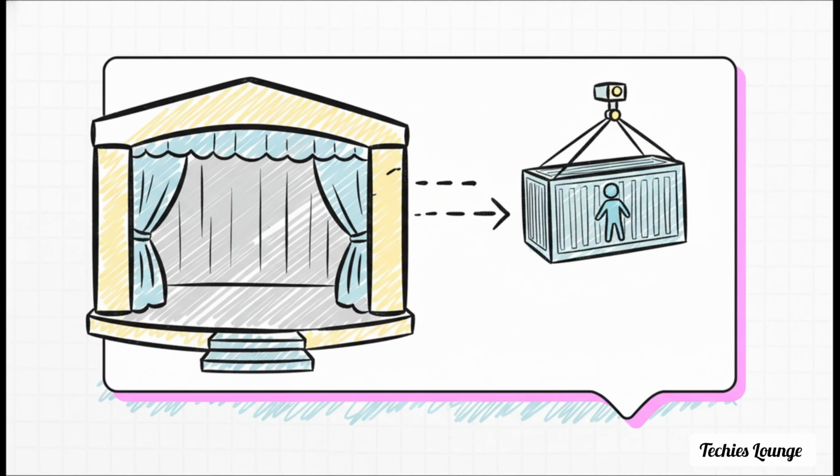Here's the absolute simplest way to think about it. WSL gives you the stage. That's your OS environment. Docker gives you the actors. Those are the perfectly packaged applications that run on that stage.